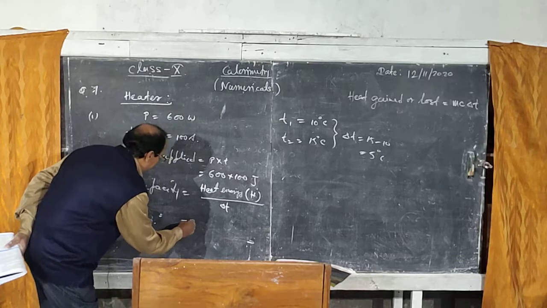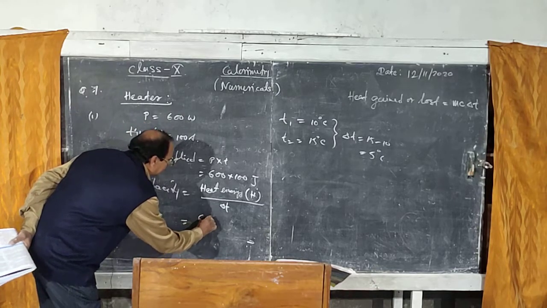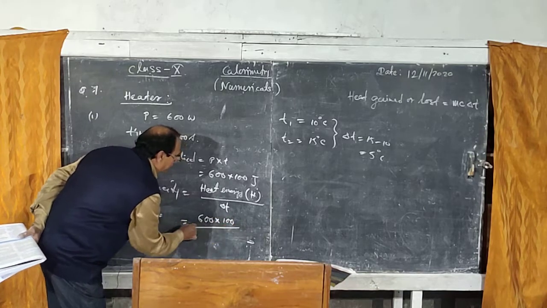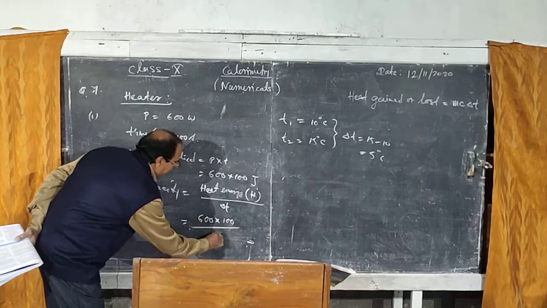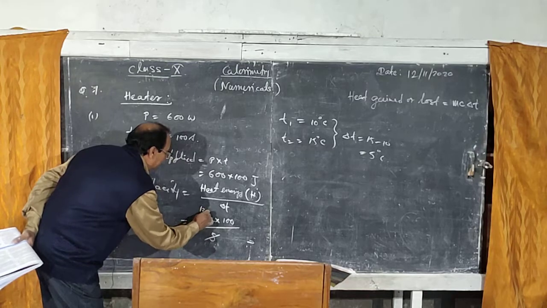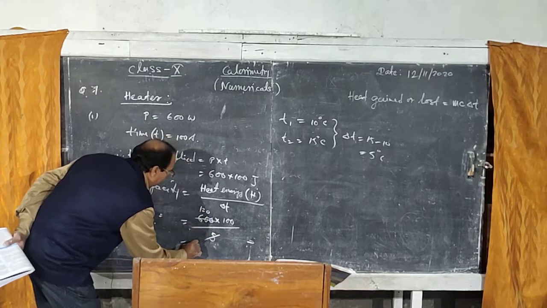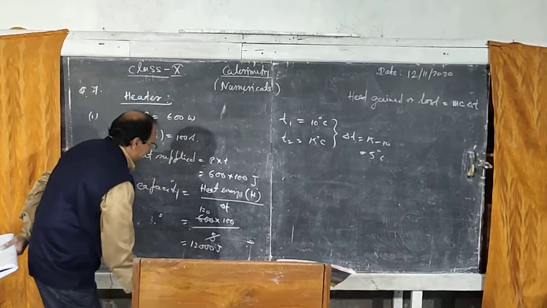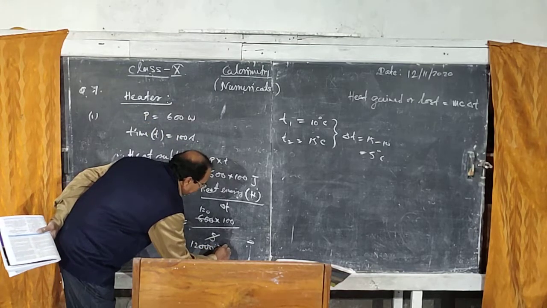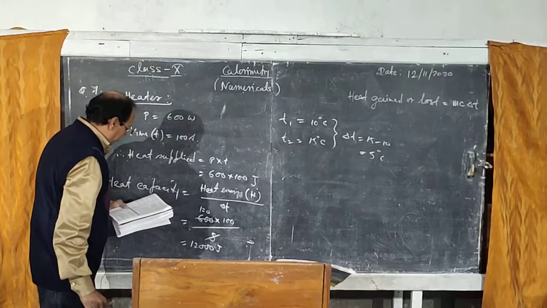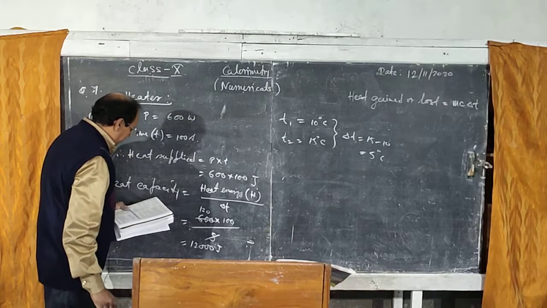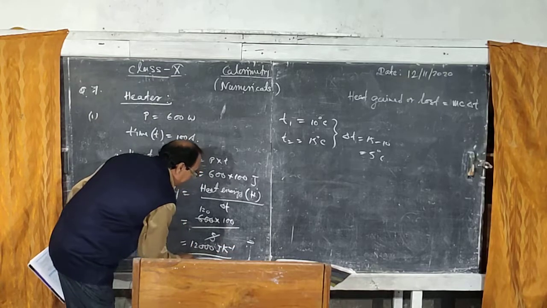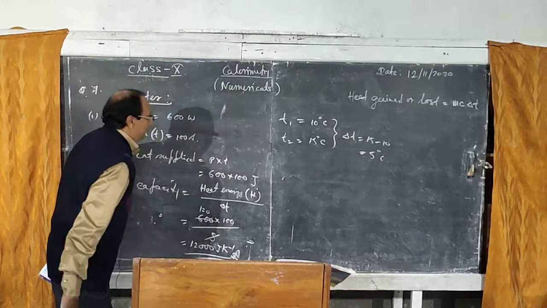So we have here 6 into 100 into 100 upon 5, which is 12,000 joule per Kelvin, J K⁻¹. This is your first answer.